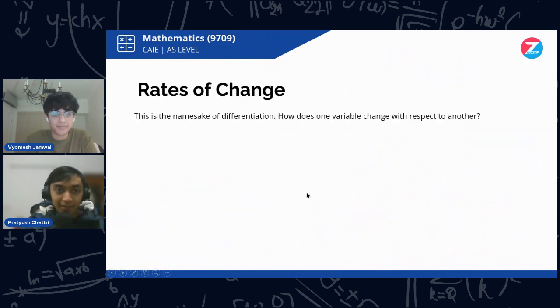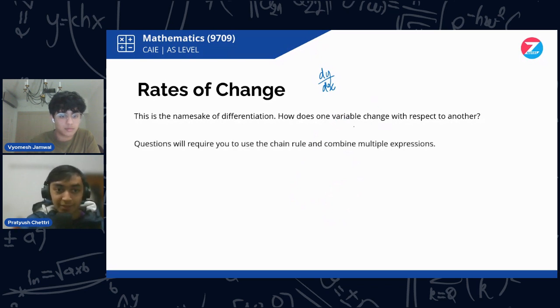Okay. Next thing. This is my favorite part of the topic. Rates of change. That's basically what differentiation is. For a little change in x, what's the resulting little change in y? That's what differentiation is all about. How does one variable change with respect to the other? So let's get into it.